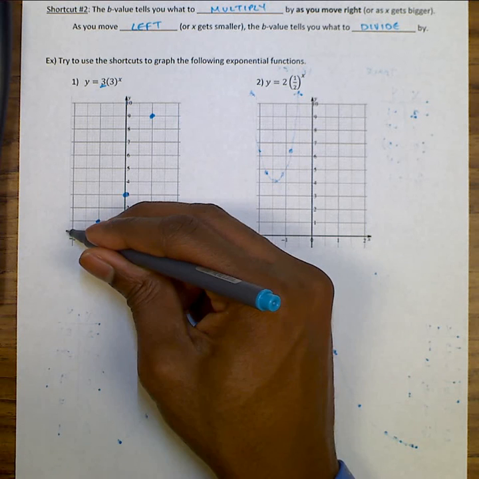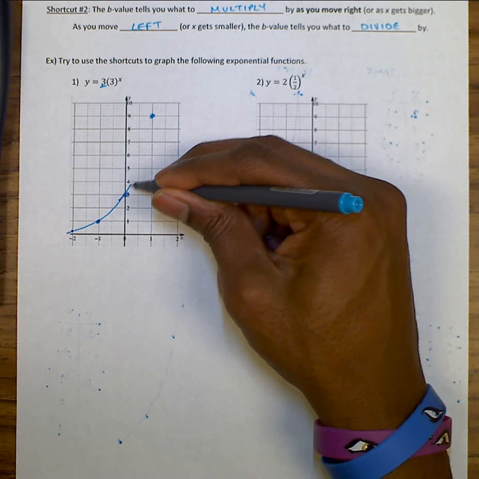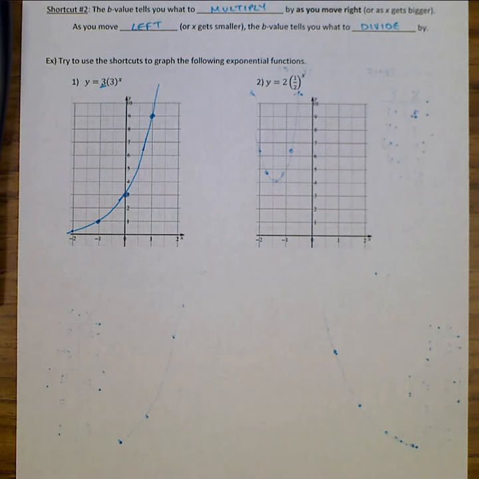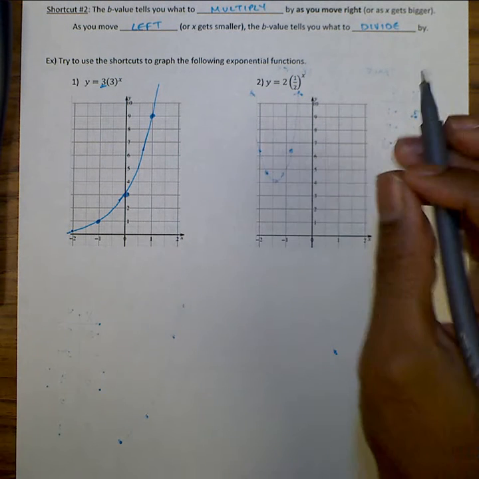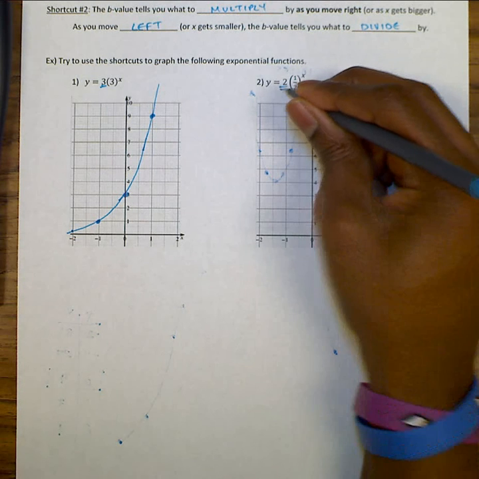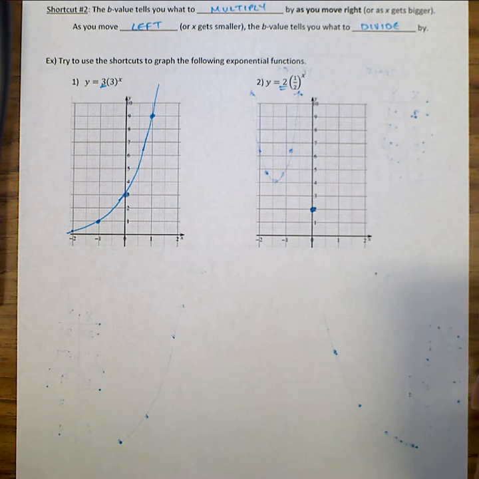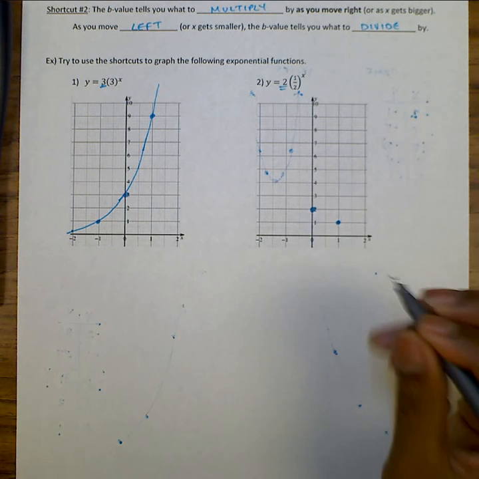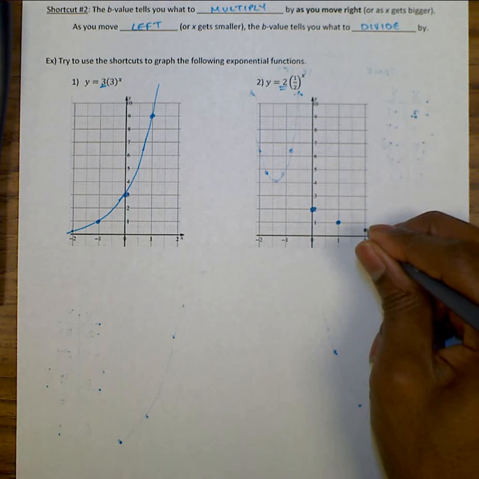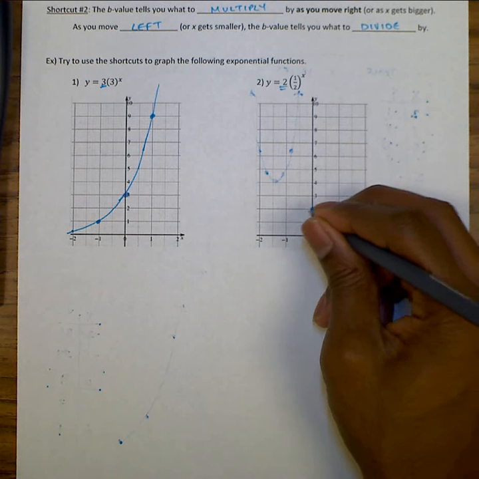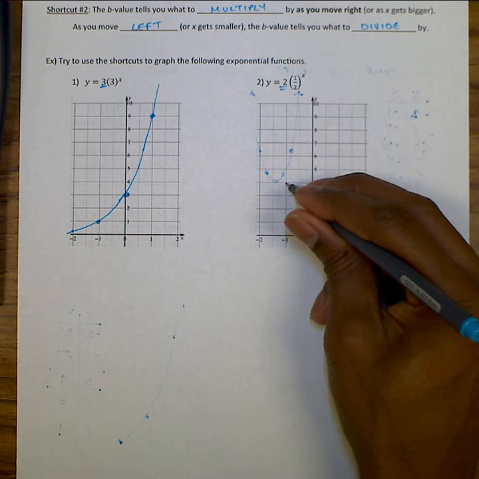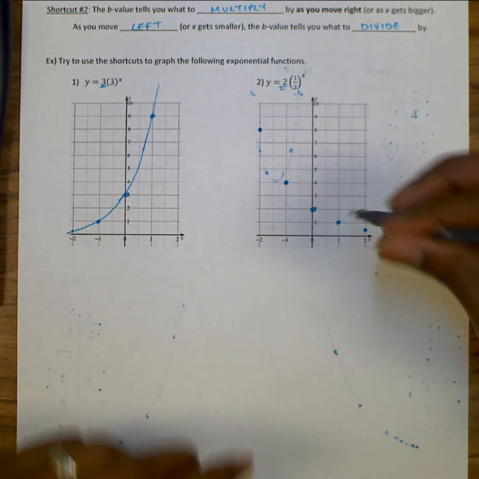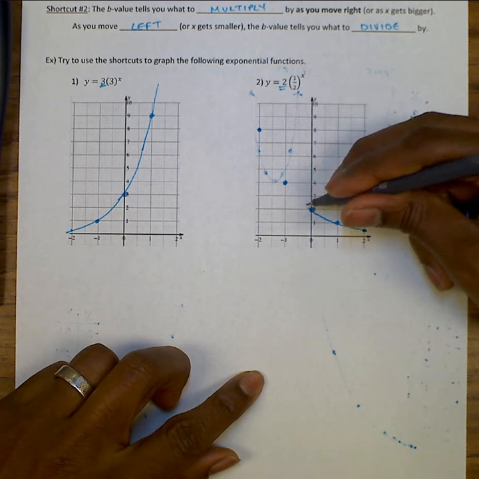Okay, and so here's my exponential function. You'll notice they have kind of the same shape each time. Again, number 2, my A tells me start with 2. That's my y-intercept. As I move to the right, it tells me multiply by 1/2. So 2 times 1/2 is 1. Move to the right, it tells me multiply by 1/2. Gives me 1/2. As I move to the left, it tells me to divide by that. So 4 divided by 1/2 is 8. And so there is my function.